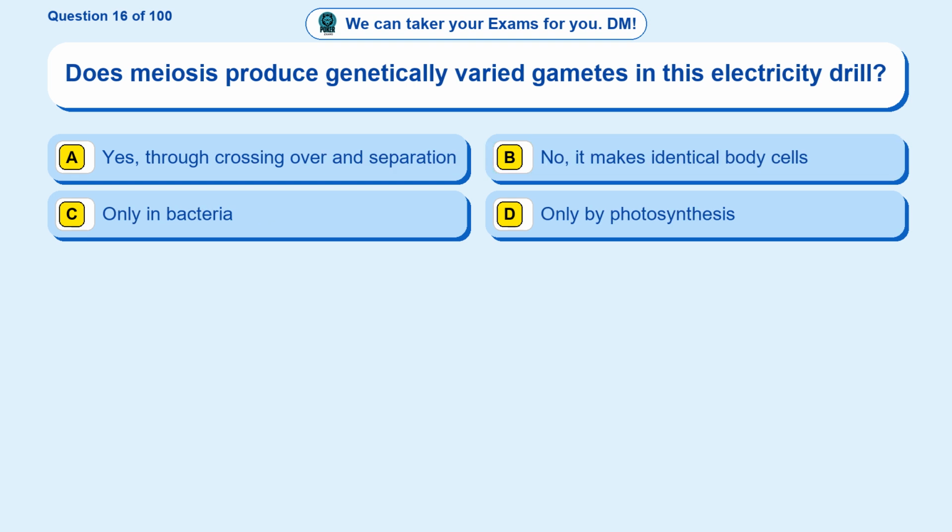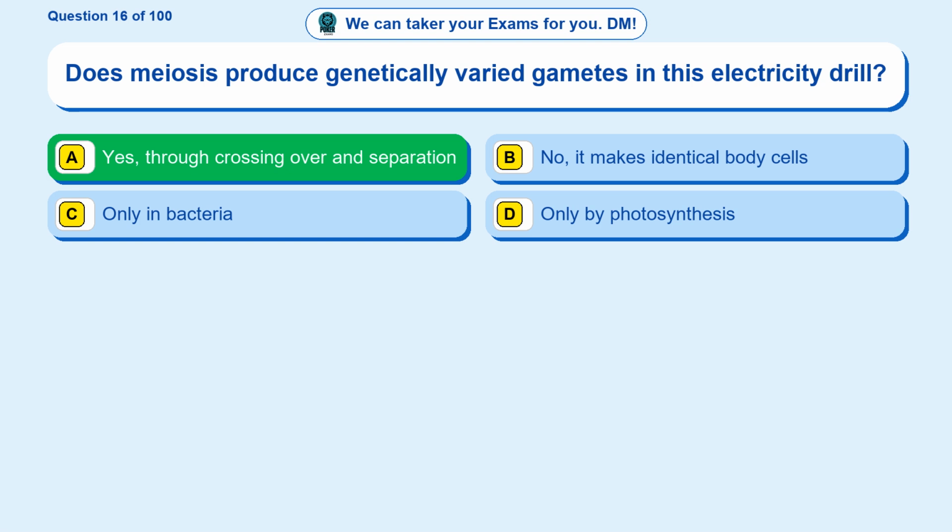Question 16. Does meiosis produce genetically varied gametes in this electricity drill? Option A. Yes, through crossing over and separation. Option B. No, it makes identical body cells. Option C. Only in bacteria. Option D. Only by photosynthesis.